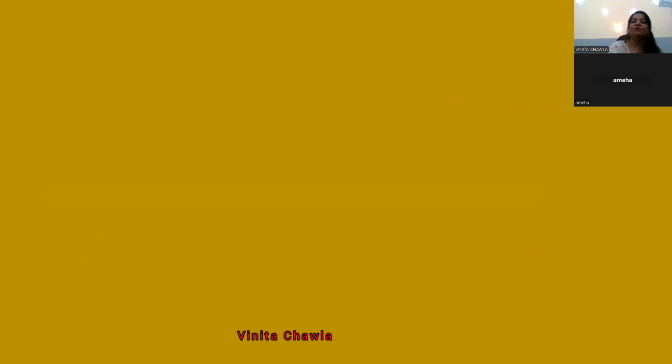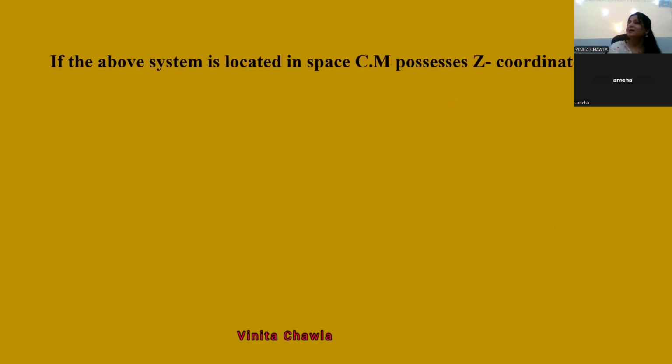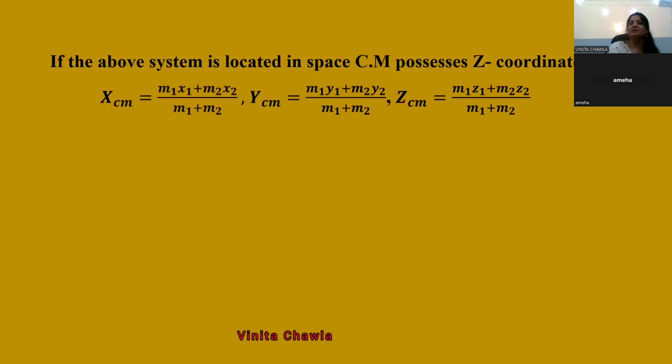And if we have particles located in space, space means three-dimensional. We have three dimensions now, x, y, z. Then we can write xcm as this, ycm and zcm as this. Okay? Easy. That's all for today.